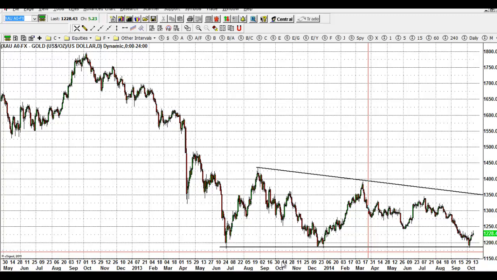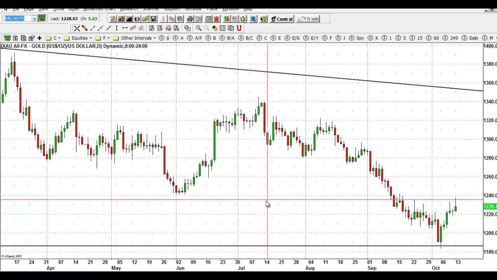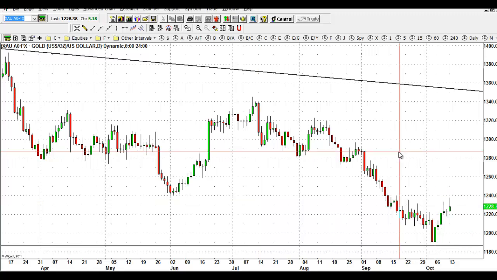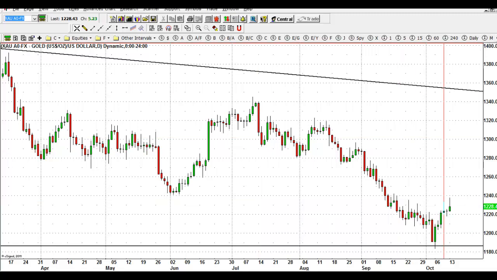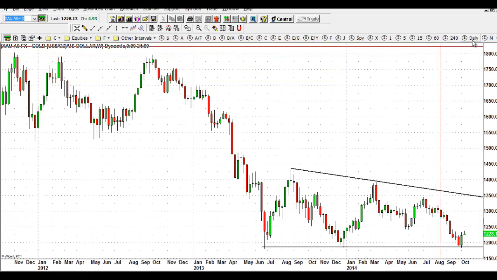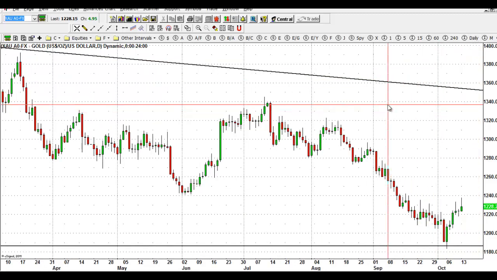Now this market, the gold market, could definitely turn around and break below the support. And if it does break support, that will be very bearish for gold, and we could see a pretty strong decline down to the 1000 level or even the 950 level over the long term. So we'll keep an eye out on that.